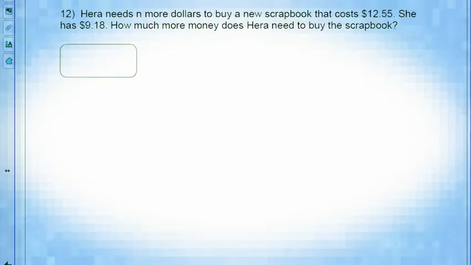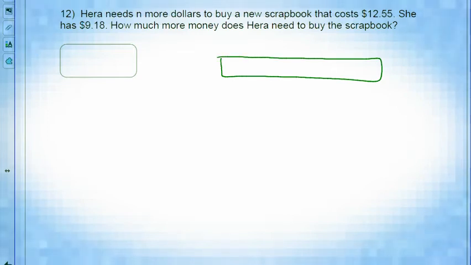Moving right along, Hera needs N more dollars, an unknown that we're going to call N, to buy a scrapbook, and that scrapbook costs $12.55. She has $9.18. We want to know how much more money she needs. So if I had the whole cost of the scrapbook, $12.55, and I divided it into groups. No, I'm not going to divide it into groups. I have $9.18, and I need N more. How much more is this? If you look at this, looks like we need to subtract. So that's what we'll do.